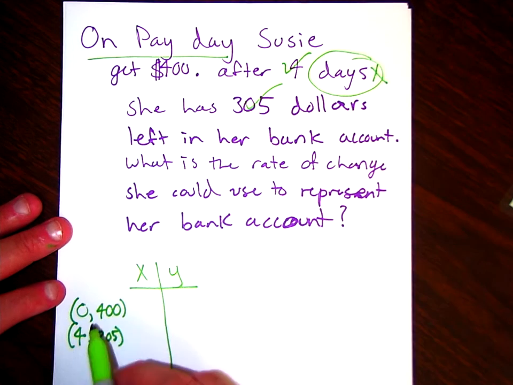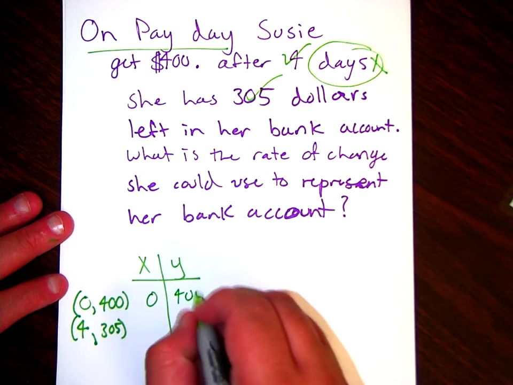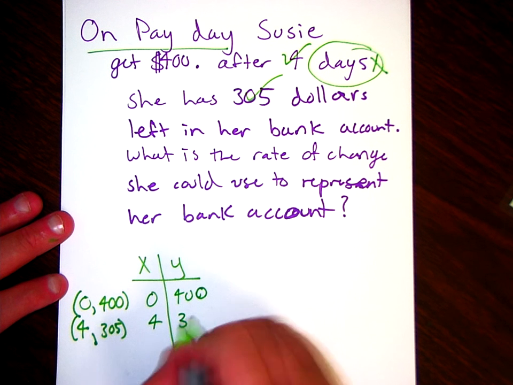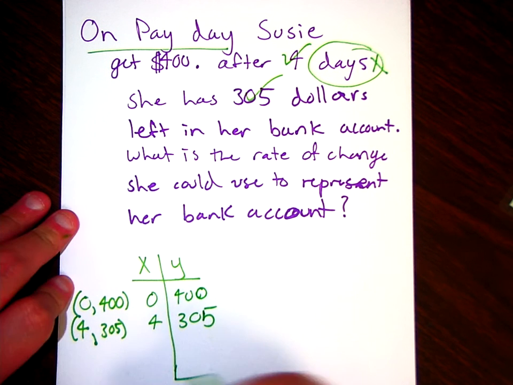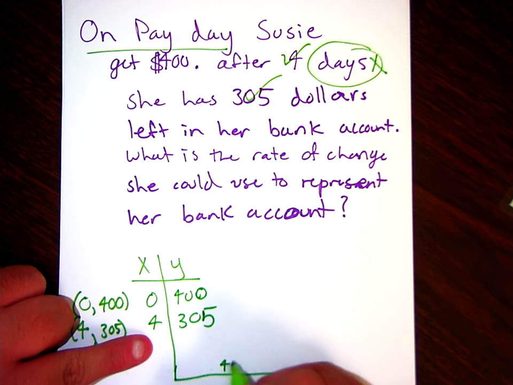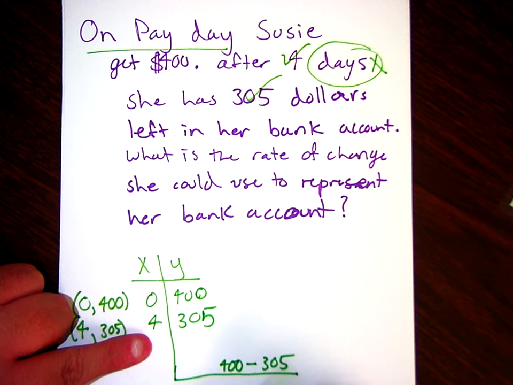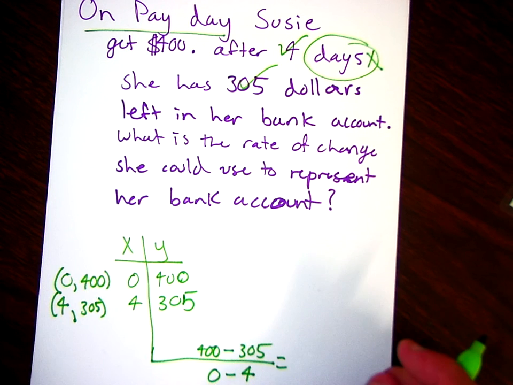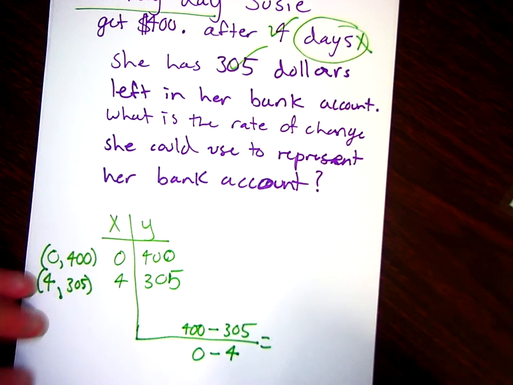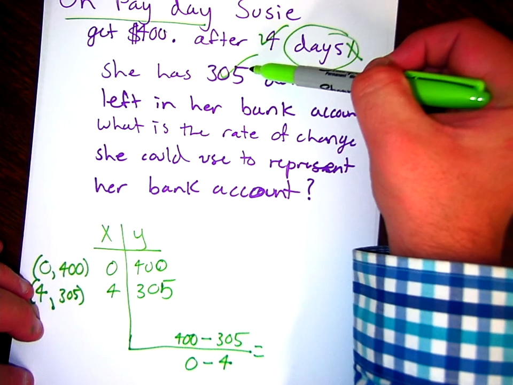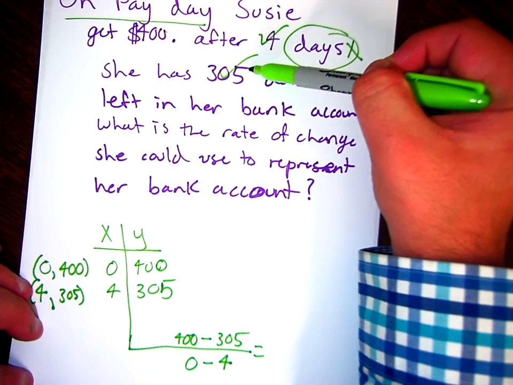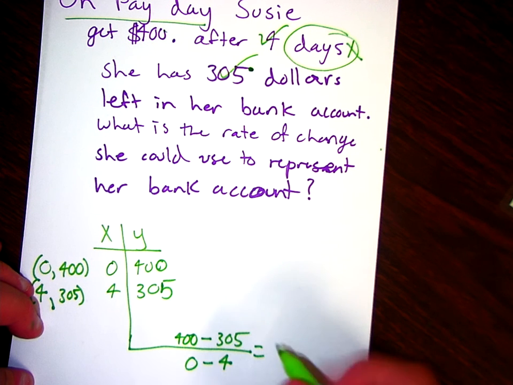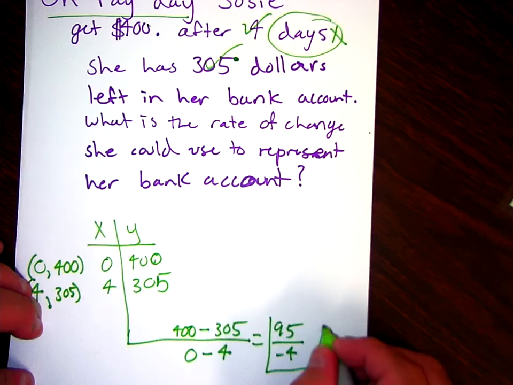So when we take these 2 points and we put them into the table, we get usable information that can help us calculate rate of change. 400 minus 305, and then 0 minus 4. And you're going to go, Mr. Wilkie, this is a negative rate of change. Well, yes. Why? Because our money went down over 4 days. So we're spending money. So we should expect it to be negative. 400 minus 305, 95 over negative 4. And there is my rate of change.